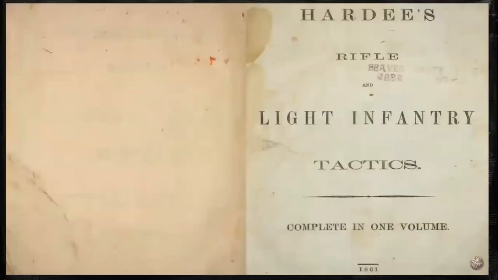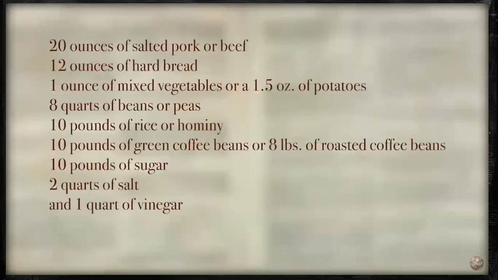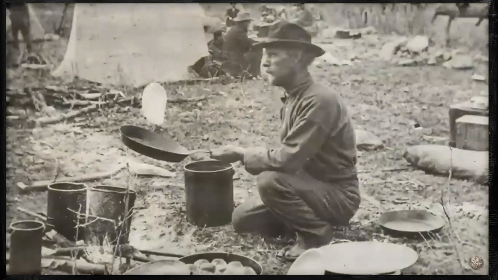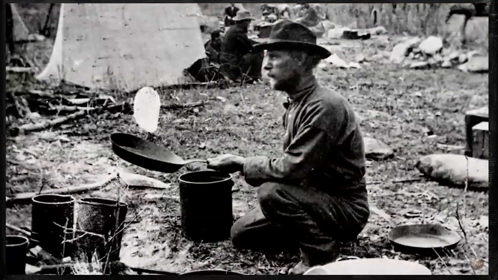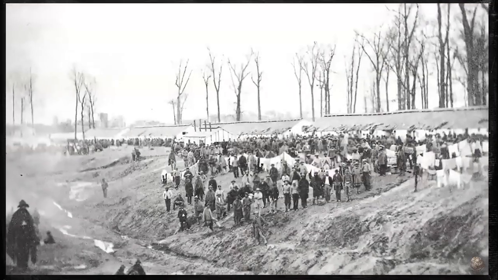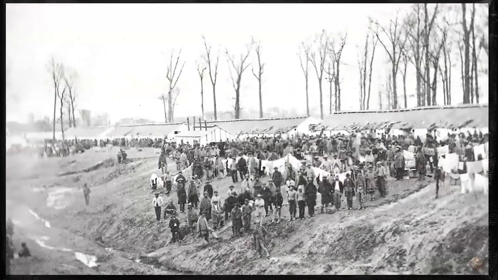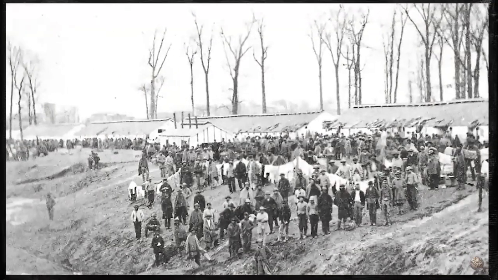According to the book Hardee's Rifle and Light Infantry Tactics, soldiers from the North and South were supposed to be taken care of while issued the following: pork, bread, beef, vegetables, potatoes, peas, hominy, roasted coffee beans, sugar. Unfortunately, both sides of the war struggled to supply their soldiers with these basic necessities. The Confederates much more than the Union. Johnny Reb rarely saw any of the aforementioned rations. Instead, the Confederate soldiers subsisted on cornbread, coffee, cigarettes, and anything they could steal.